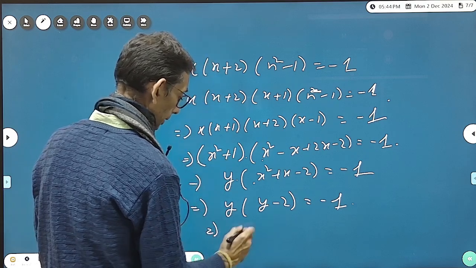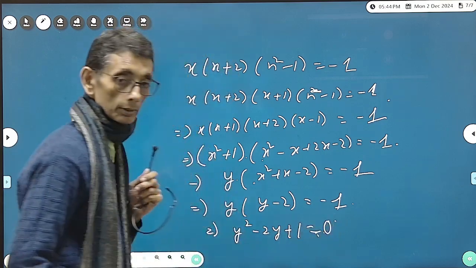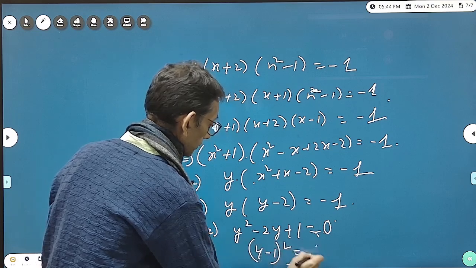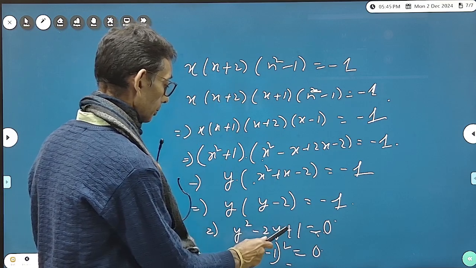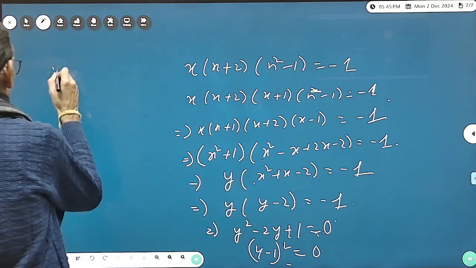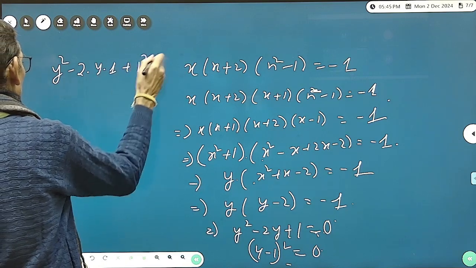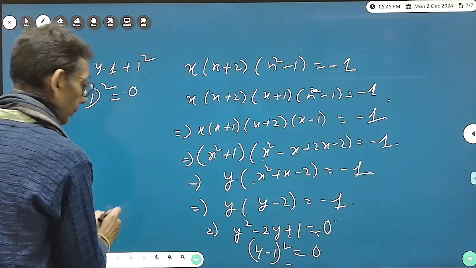So y square minus 2y plus 1 equal to 0, right? So this is the (y minus 1) whole square formula, because a minus b whole square formula is a square minus 2ab plus b square. So y square minus 2 into y into 1 plus 1 square, that is (y minus 1) whole square formula. So therefore y equal to 1.